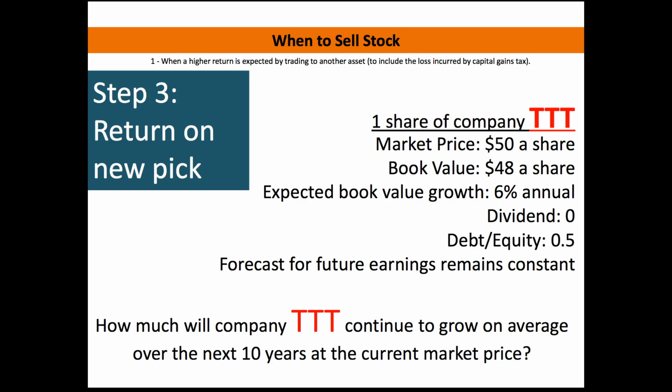Okay, but just to keep things simple, we're just going to assume that we paid federal taxes and that's it, and that the rest of the money that remains, we're going to see what will happen if we put that money in the company TTT. Okay, so the first thing we have to do, and this is step 3, what is going to be the return on our new pick? So we have to figure that out. How much are we going to make once we take our $66,000 and we buy company TTT?